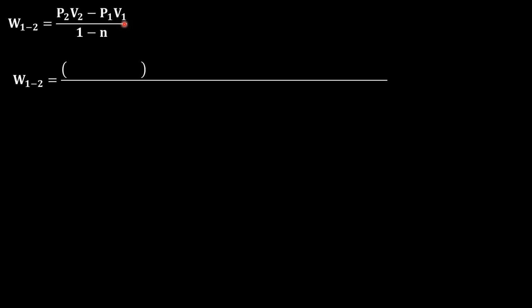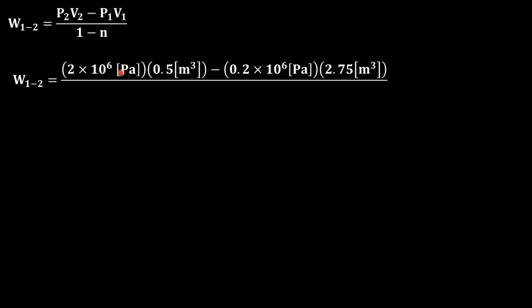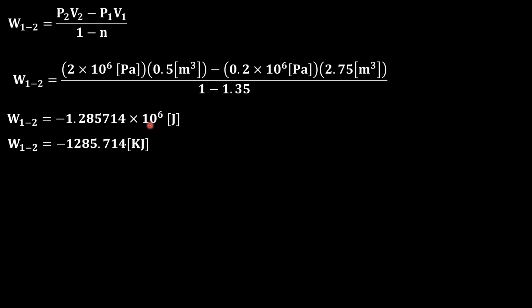So now what we will do, we will plug in the given values and the values that we found. We found the value for volume number 2, which is 0.5. And don't forget that mega means 10 to the power 6. Plug this into your calculator and it will give you minus 1.285714 times 10 to the power 6 joules. But we are asked to find it in kilojoules, so we will divide this by 1,000. So it will give you minus 1285.714 kilojoules.